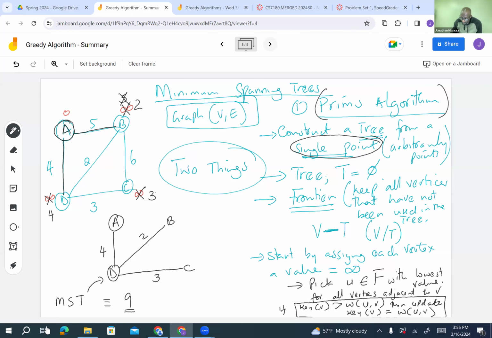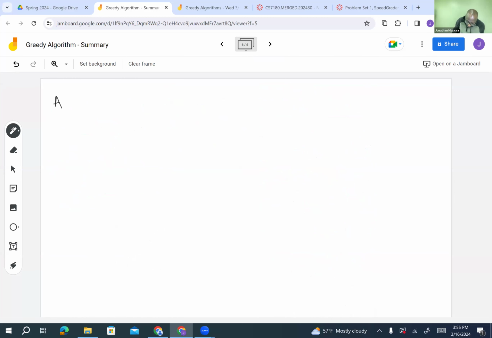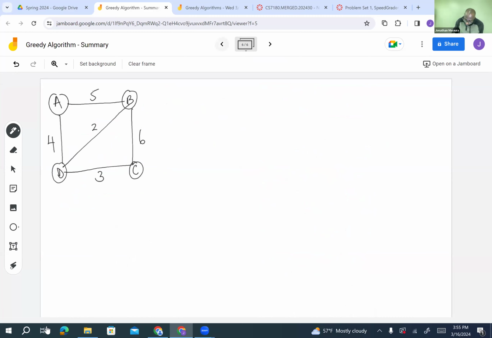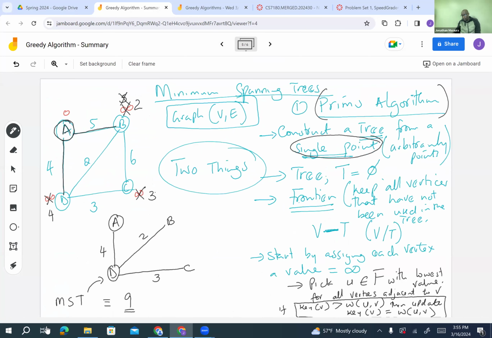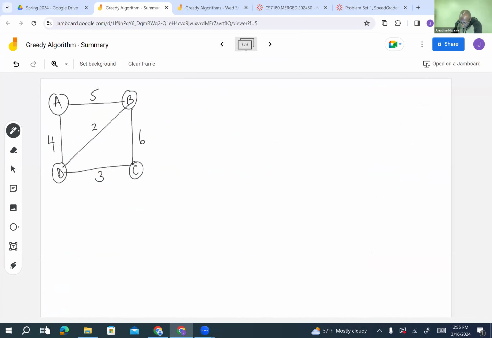Okay, I'm going to redraw this graph, and then we're going to do Kruskal's. This is A here, and this is B. This is 5. This is D here. This was 2. I believe this was 4. This was 6. This was C. I believe this was 3. Okay, so these are the things that we have. So this was Prim's. And here now, we are going to do Kruskal's algorithm.